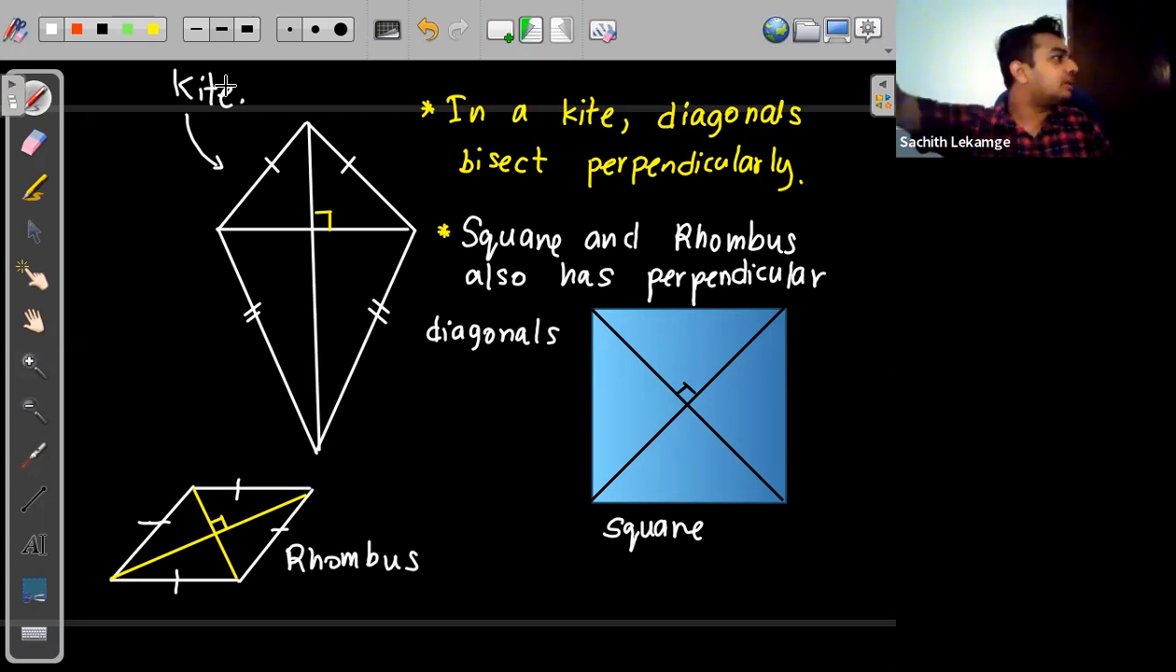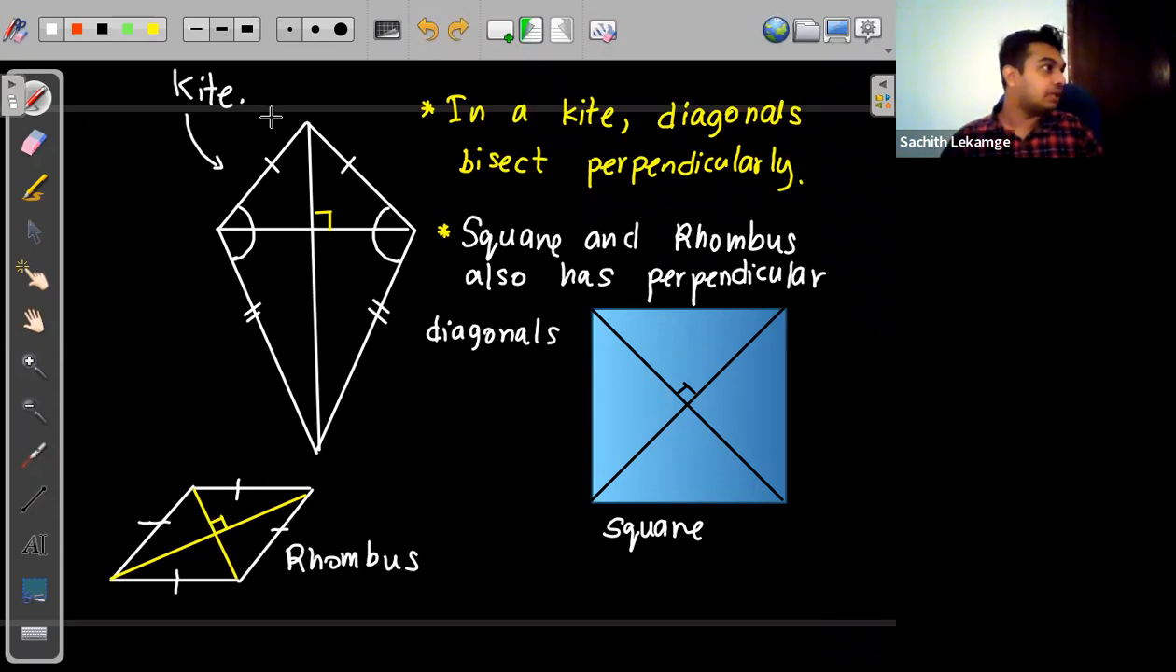What else? What are the other properties of a kite? Can someone tell me? See, adjacent sides equal, and not opposite sides. If you take this shape, opposite sides equal. This one is adjacent. Adjacent means attached to each other, not the opposite. Are these two angles equal? Yes or no? No. Remember, only one pair of equal angles is there. These two are not equal. This one and this one are not equal.